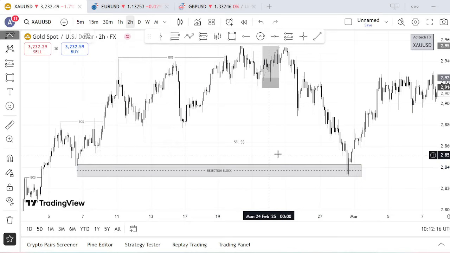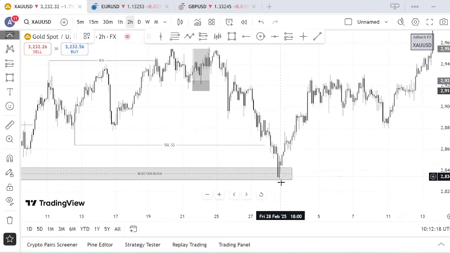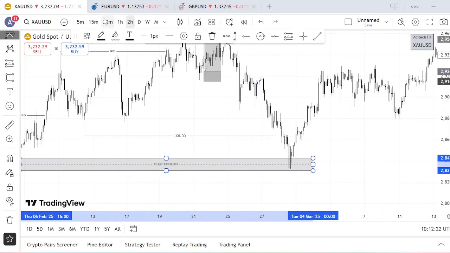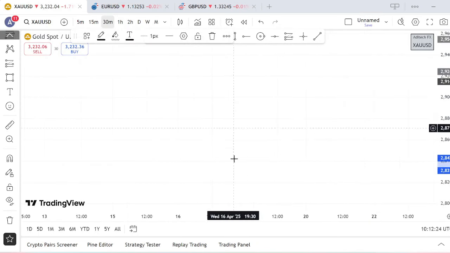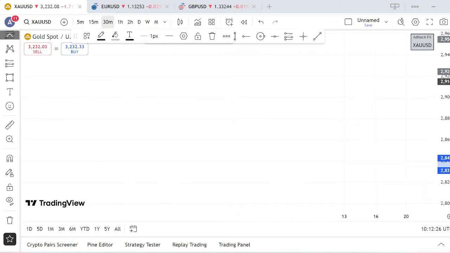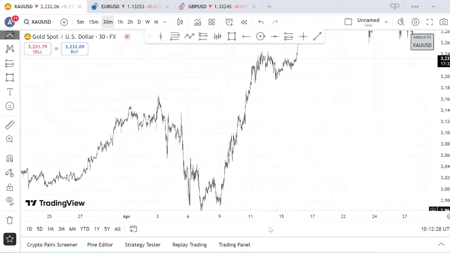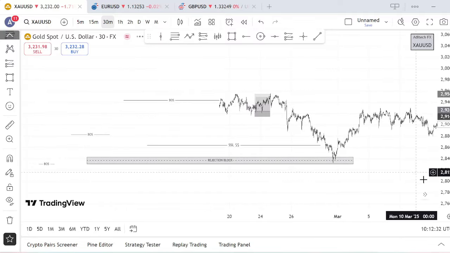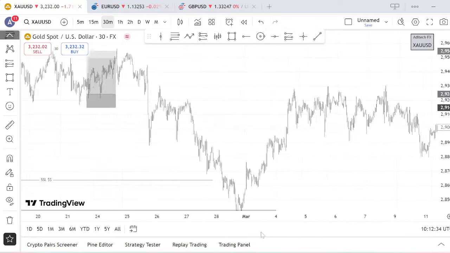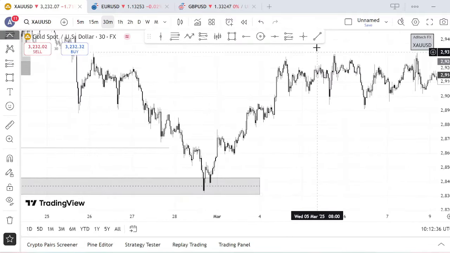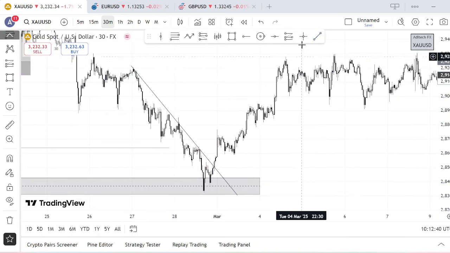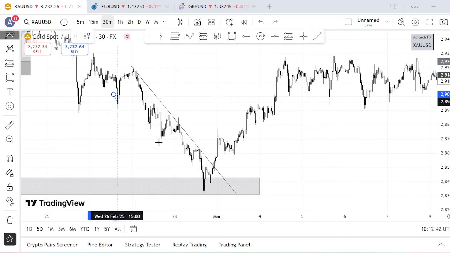This is a rejection block. Simply mark it out. Now once gold trades into a rejection block, the next confirmation you need to wait for is to go to your 30 minutes time frame. That is when we need to use our price action, which is the rising wedge and the falling wedge. But in this case, we are going to be using the falling wedge strategy, right? Now right from this point, this is a falling wedge, right? This is a falling wedge.